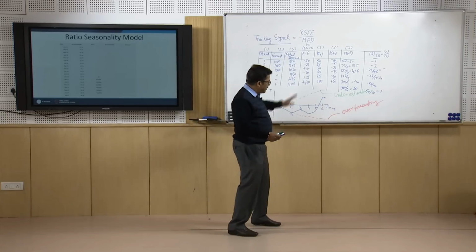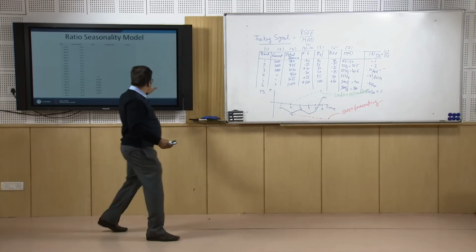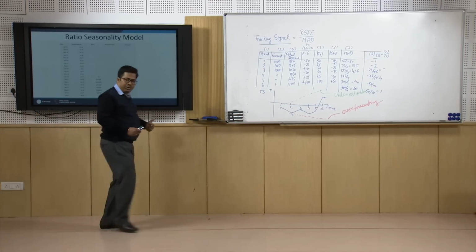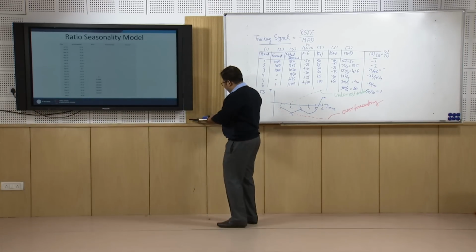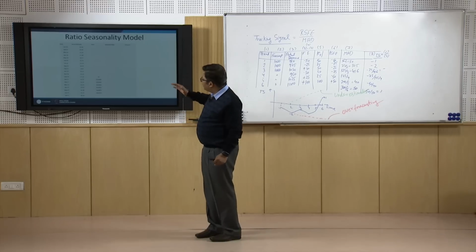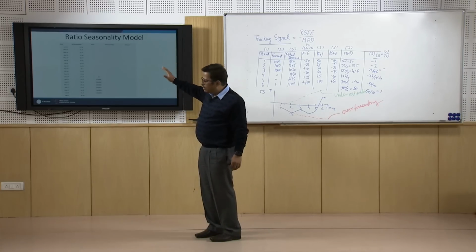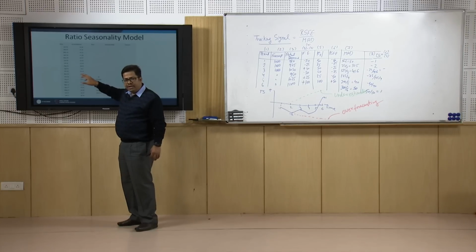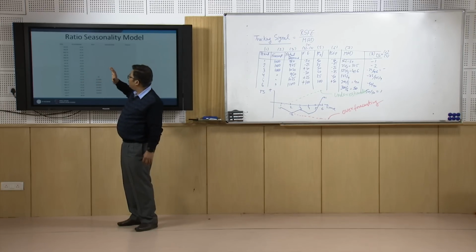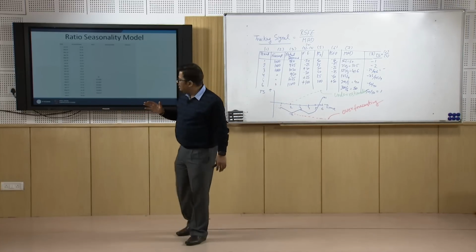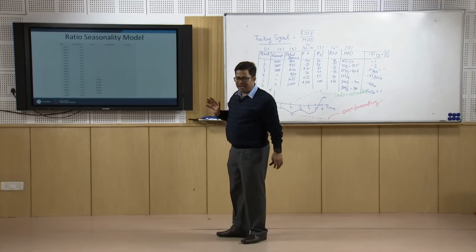And with this, we are now coming back to the original problem which we started, and let us see how to go ahead with the solution of this model. Right now, just for the sake of understanding, we have assumed that the data is exhibiting ratio seasonality, and with this assumption we are going ahead to understand the process of solving this ratio seasonality model.